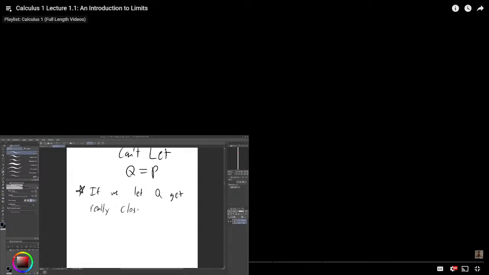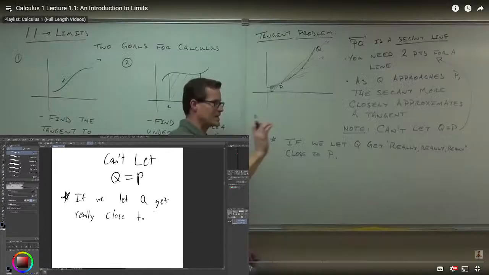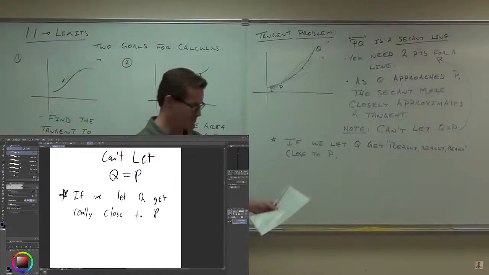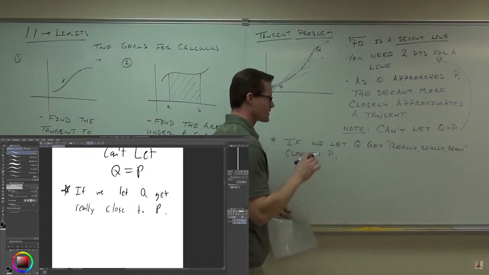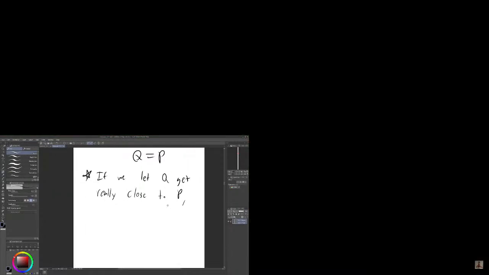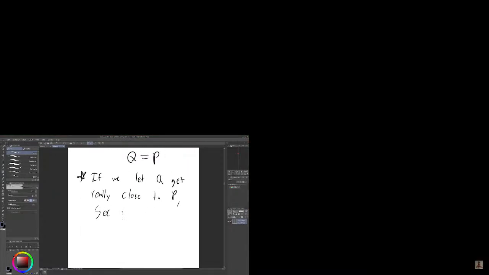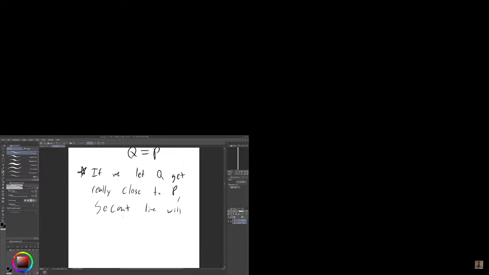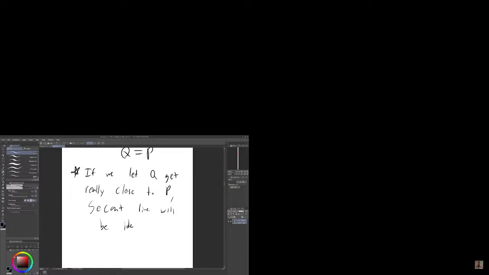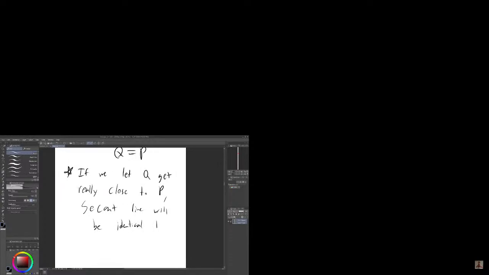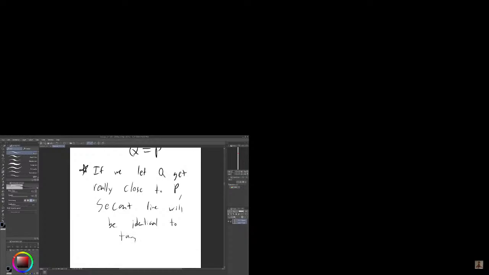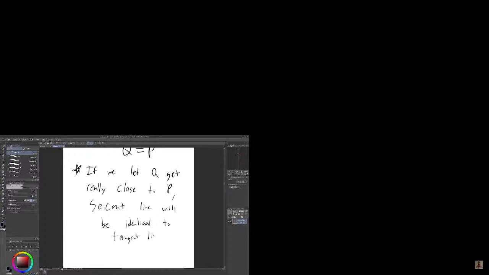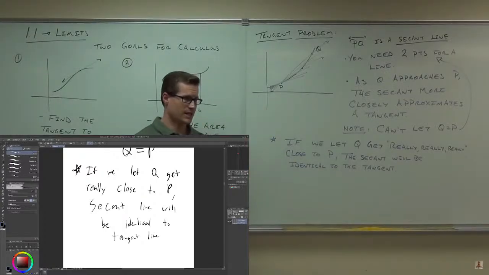If we let Q get really, really close to P, I'll use a more mathy word for that in just a minute, the secant line will be identical to the tangent line. Here's the idea, right?